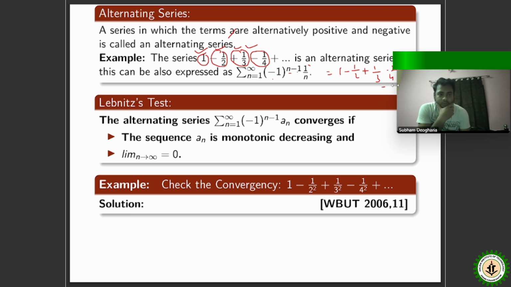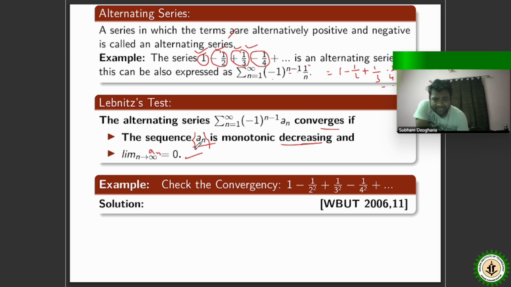Now, with the help of alternating series, we can establish a theorem which is called the Leibniz test. The alternating series summation of minus 1 to the power n minus 1 a n converges if the sequence a n is monotonically decreasing. The first criterion is that the sequence a n will be monotonically decreasing, and the second is that the limit as n tends to infinity of a n will be equal to 0.